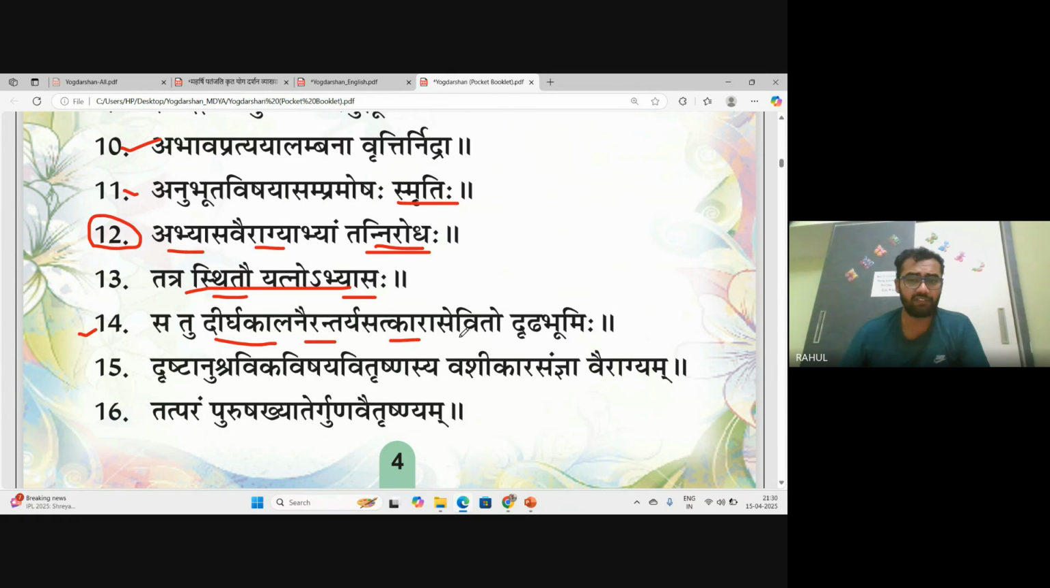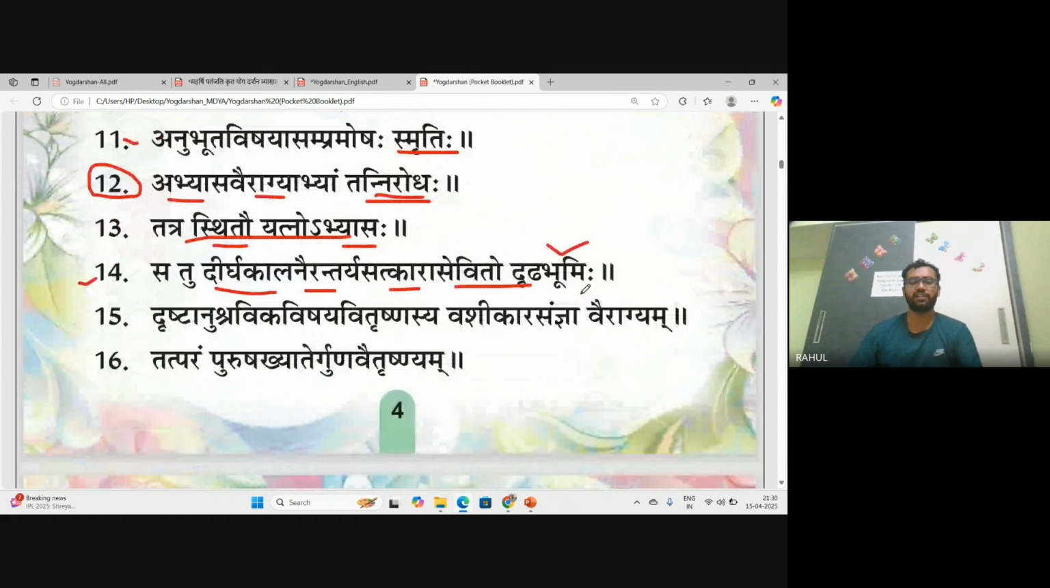And the practice should be Dirghakal, a long period, with continuity and full devotion. If we are able to do that, then Drid Bhumi. Drid Bhumi means very good command. There is no chance of that instability, no chance. Drid Bhumi, very good practice, very good command.